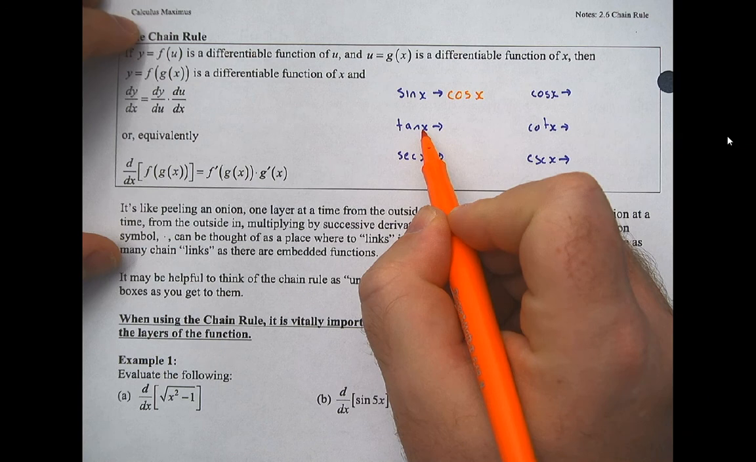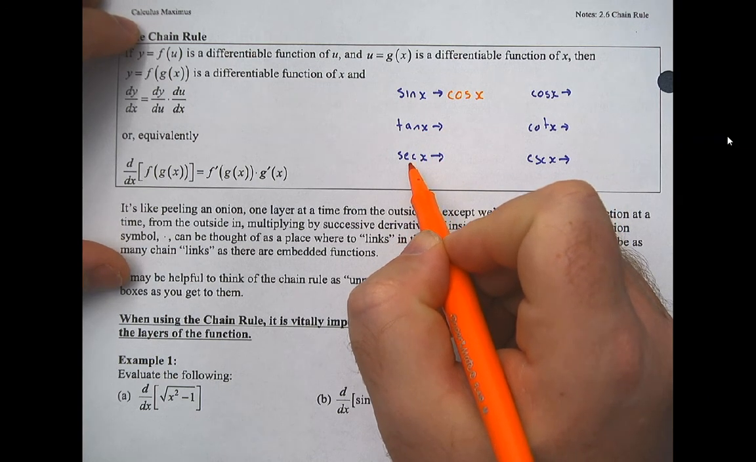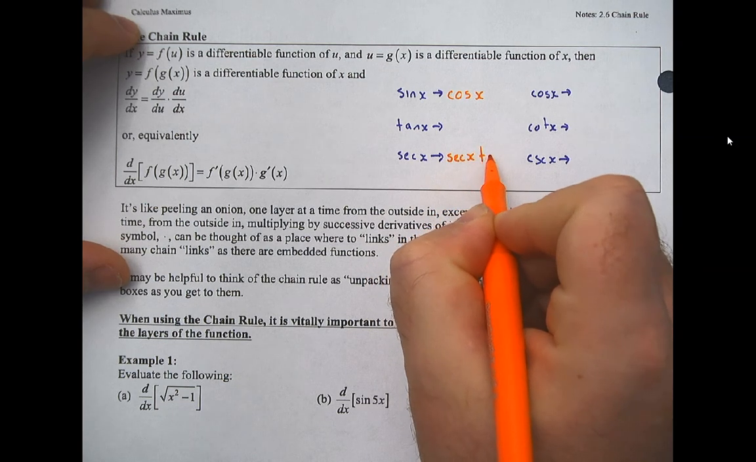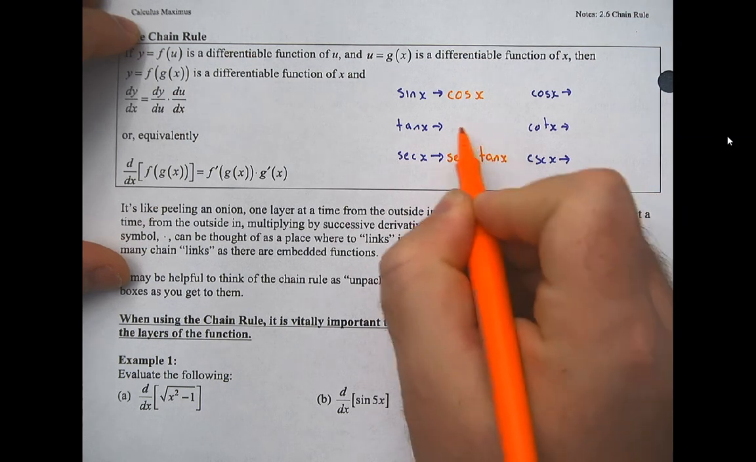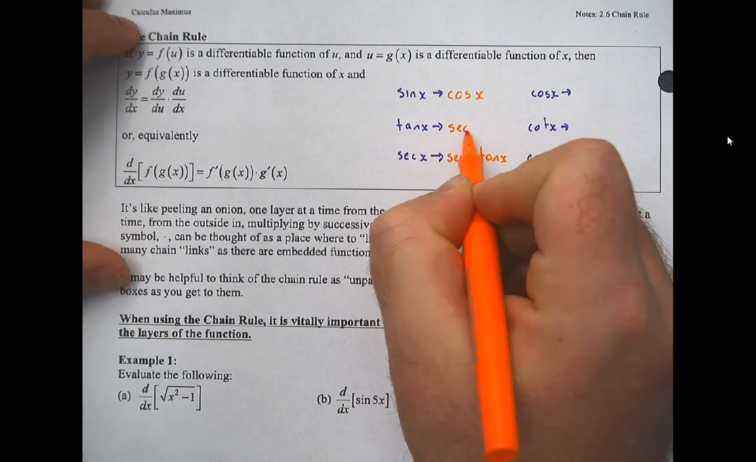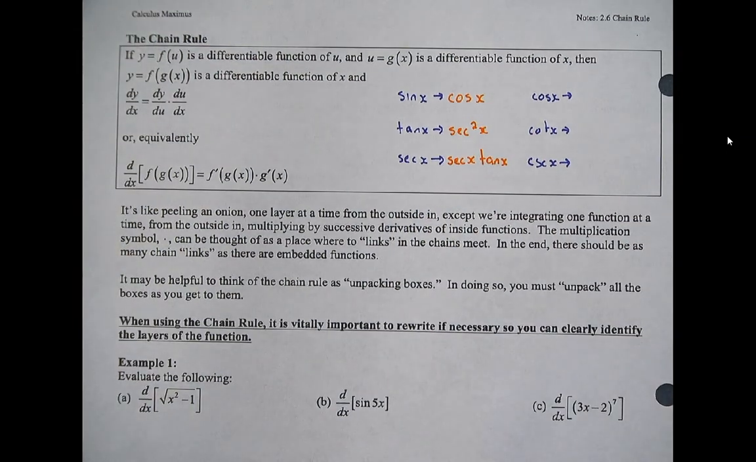The derivative of tangent, I actually wish I would have written it the other way. I like to think about the secant one first. I remember secant starts with secant, and then it changes to tangent. Tangent starts with secant, but it stays as secant. So it's secant with another secant, which is secant squared. These are the 3 that I have memorized.